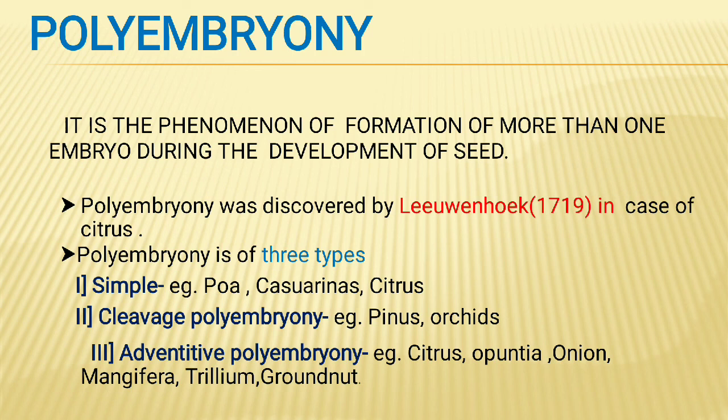And the last, adventitive, also called rosette. Here some structures within the embryo give rise to different embryos. So these are the three types of polyembryony. Simple means formed by archegonial cells. Cleavage means the embryos are formed by a single fertilized egg. Adventitive means they are formed by additional cells.